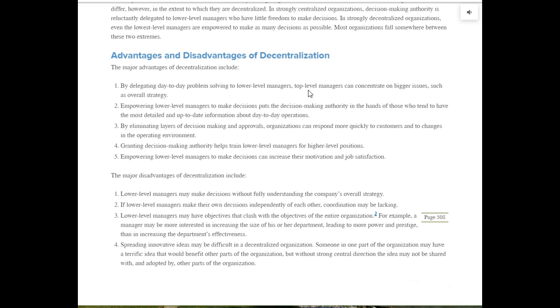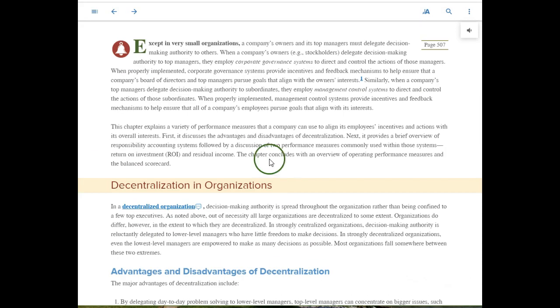So if you allow managers out in the field, like scattered around the country in different divisions, to make the decisions, they have the local information they need to make their divisions more successful. So it might make for a more efficient operation of the entire organization. You can read the others yourself, 3, 4, and 5, and also you can read about the disadvantages of decentralization.